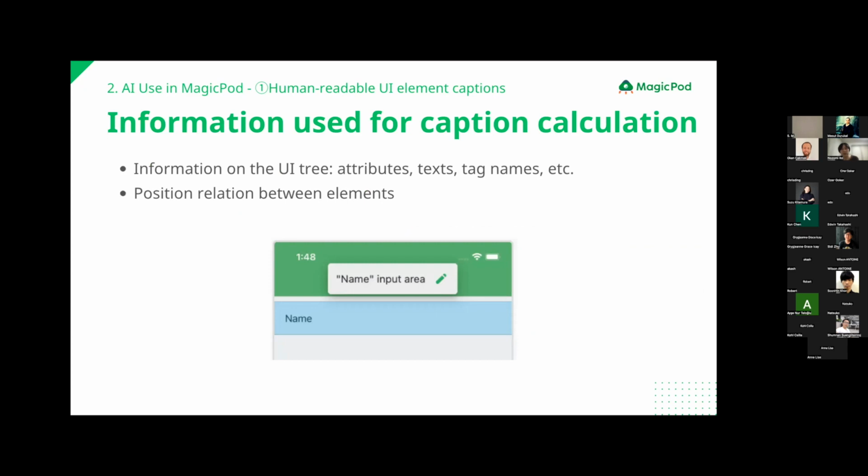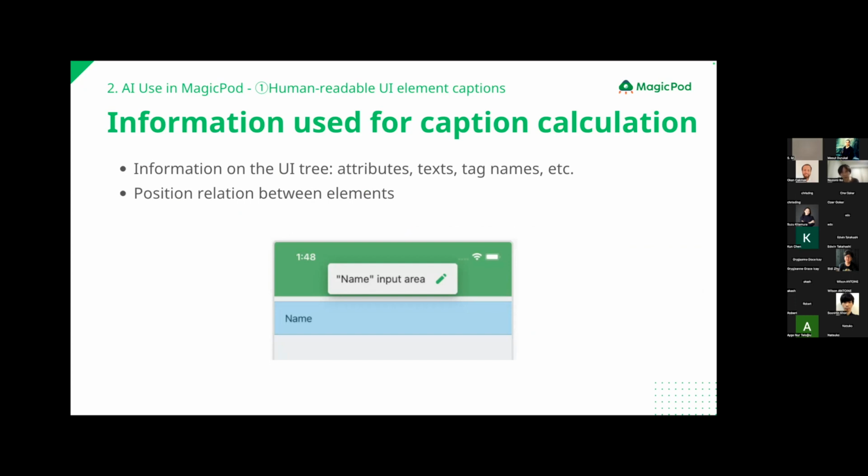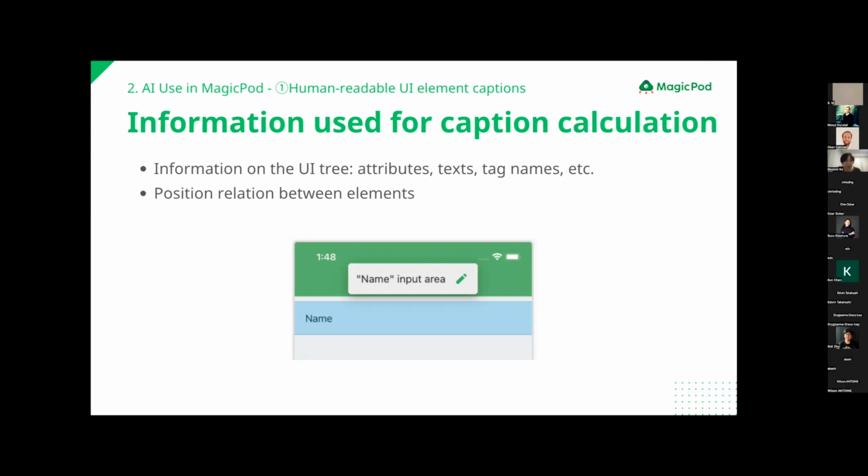Next, I explain what information is used by our AI to calculate the human readable caption. First, we use the information on HTML or UI, such as HTML attributes, text, HTML tags, class, and so on. And also, position relation between elements is used. In this image's case, the input element and the name element are actually two different elements. The input element itself does not have the text name, but the input is still captioned as name input label. It is because the input element has a label element inside it. So this caption calculation logic uses elements near or inside an element.